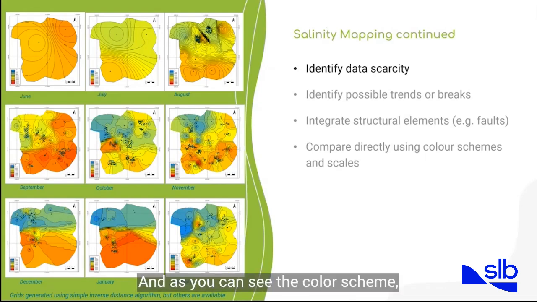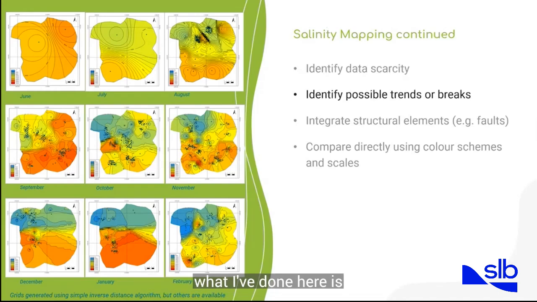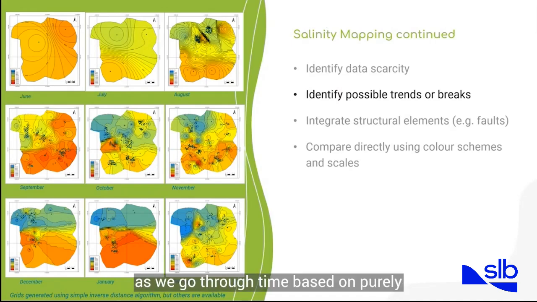And as you can see, the color scheme, what I've done here is I've set from month to month the scale on these maps. I don't expect you to read them, they're absolutely tiny. But the scale on every single map is the same. So if it's blue in one map, that same blue is visible wherever that blue is blue, and the red is red and the green is green. So you can see the changes in that salinity value as we go through time purely based on the data points coming in.